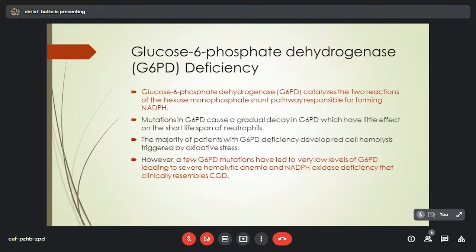We also have glucose 6-phosphate dehydrogenase, that is G6PD deficiency. As we all know, it's been associated with severe hemolytic anemias, but besides that, G6PD is also associated with NADPH oxidase deficiency. So it produces a picture which clinically resembles chronic granulomatous disease. So that is also to be kept in mind.